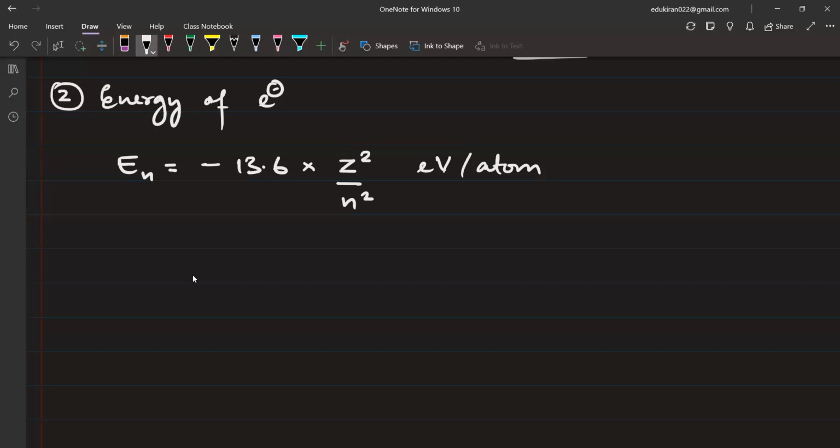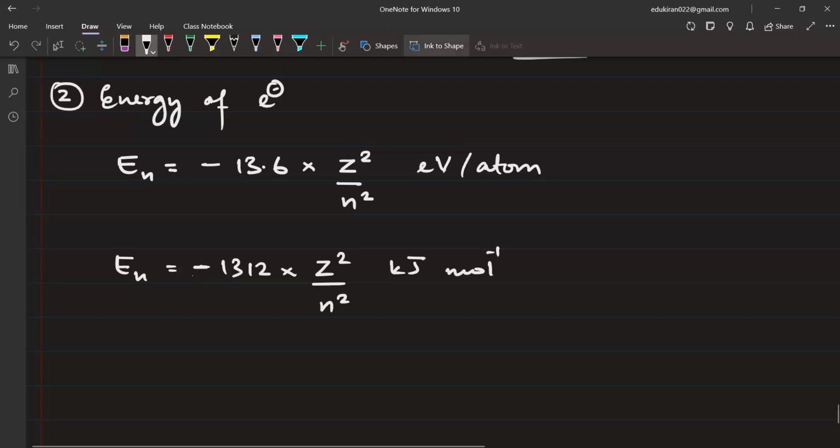If you want to write this in joules, then En will be equal to minus 1312 times Z square upon n square, in kilojoules per mole. Now, what is the negative sign telling me? The negative sign is not telling anything. I don't know if you have read it yet, but have you read Coulomb's law? Tell me, guys, have you heard of Coulomb's law?